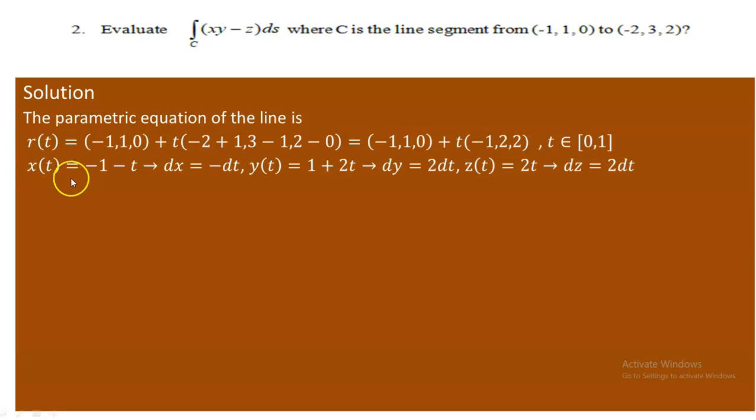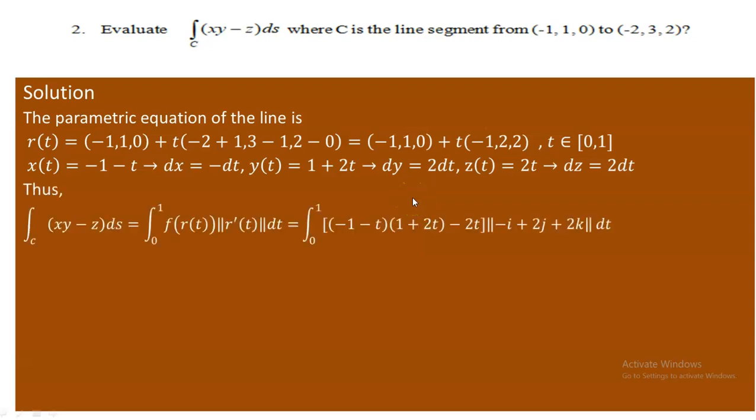What is the derivative of x? It will be minus 1 dt with respect to t, it will be 2 dt, and this one again comes to be 2 dt. So from this, the integral of xy minus z ds is going to be the integral from 0 to 1 of f of r of t. When I say f of r of t, I mean in place of x, y, z here, we're going to consider x of t, y of t, and z of t, and we need to take the norm of the derivative of this parametric vector r of t dt.